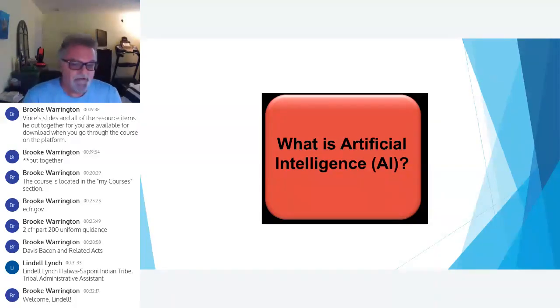What is artificial intelligence? Well, we've all been exposed to it in one way or another, whether you're on TikTok looking at outrageous claims, or seeing all kinds of things out there that just don't make any sense. But some of them are much more subtle.